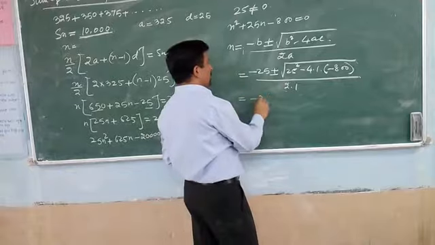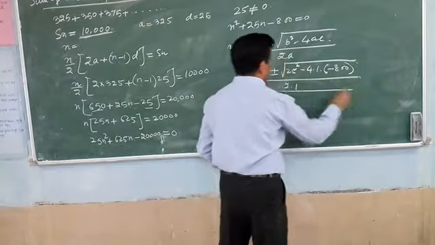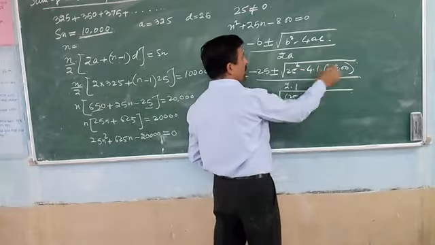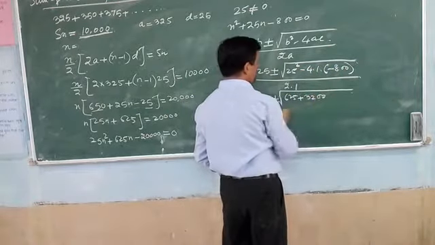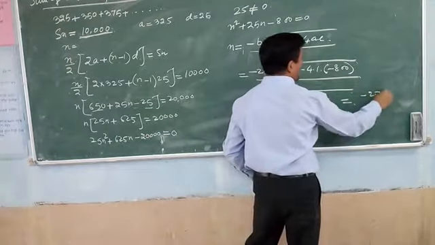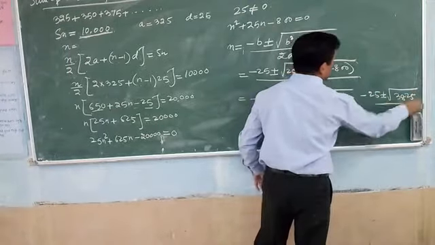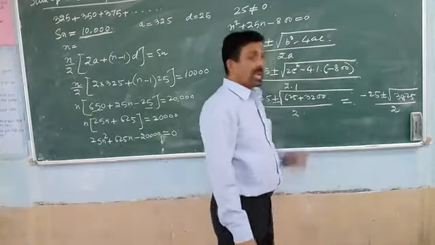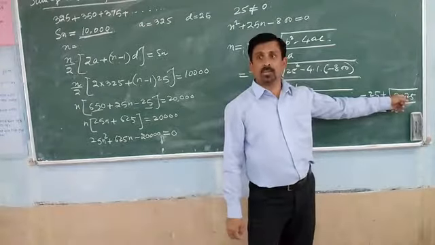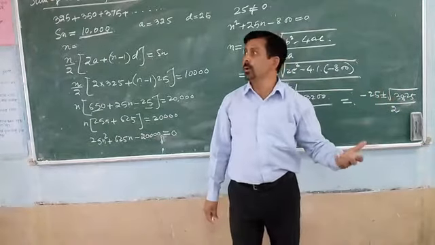This is equal to negative 25 plus minus root over 25 square, 625, plus, minus minus plus, 4 times 8 is 32, 3200, divided by 2. This is equal to, finally, negative 25 plus minus root over 3825, and this is divided by 2. Why this question is difficult is that this is not giving you a perfect square number. If this were a perfect square number, then from here you would get a whole number.